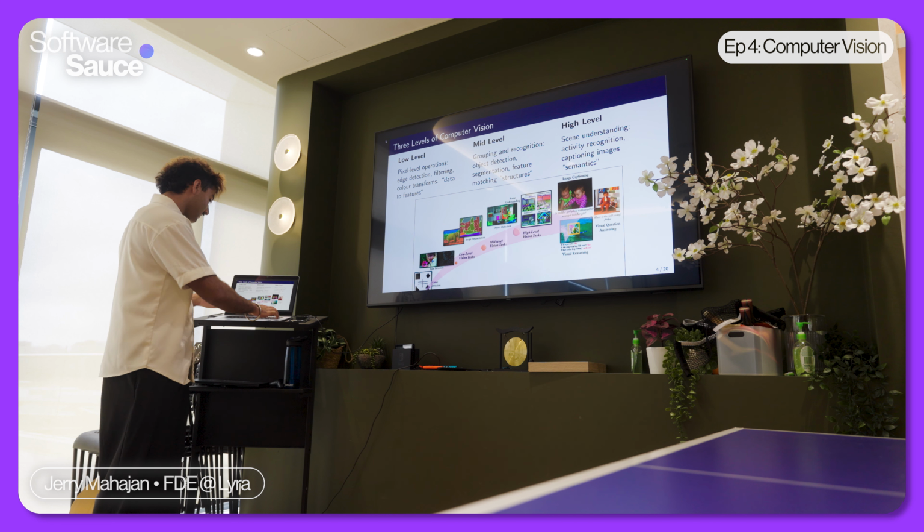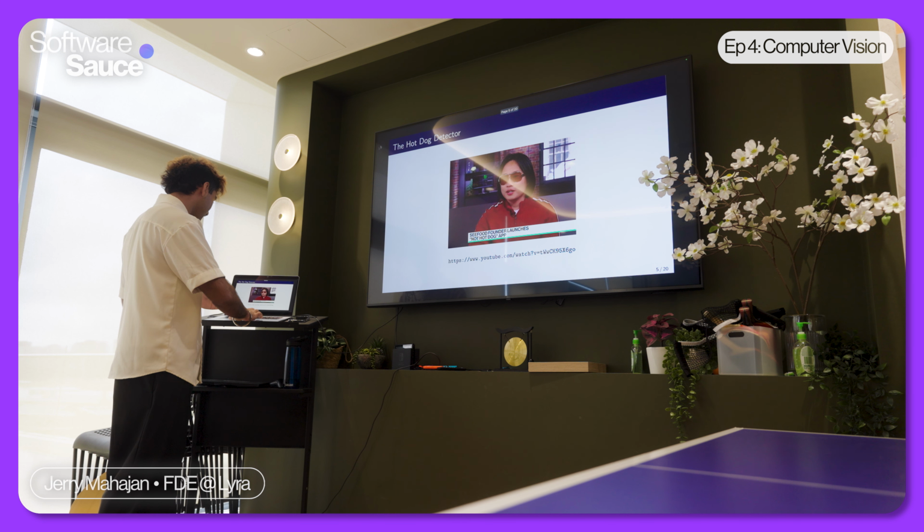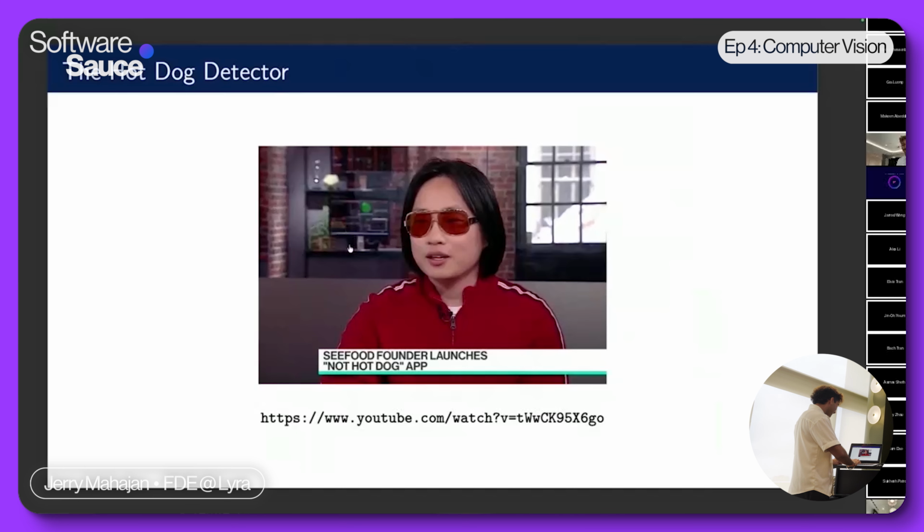But first, let's look at an example of an app with computer vision. I don't know if you guys have seen the hot dog detector.